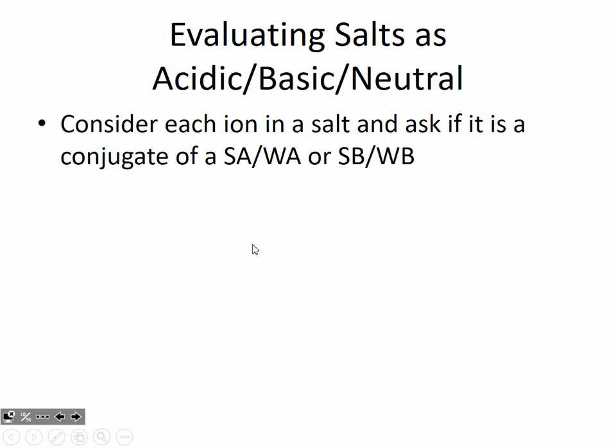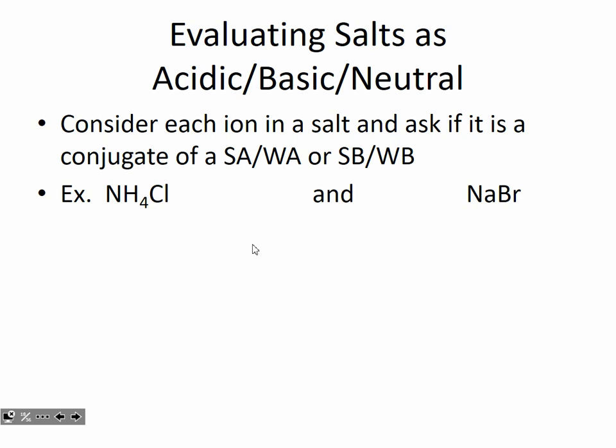And this is exactly what we're going to use to figure out if a salt is acidic, basic, or neutral. I'm going to go through two examples with this. I'm going to go through ammonium chloride first. So I give you this salt and I say it's ammonium chloride. Cool. Is this an acidic salt, a basic salt, or a neutral salt? The key to doing this, there's a process.